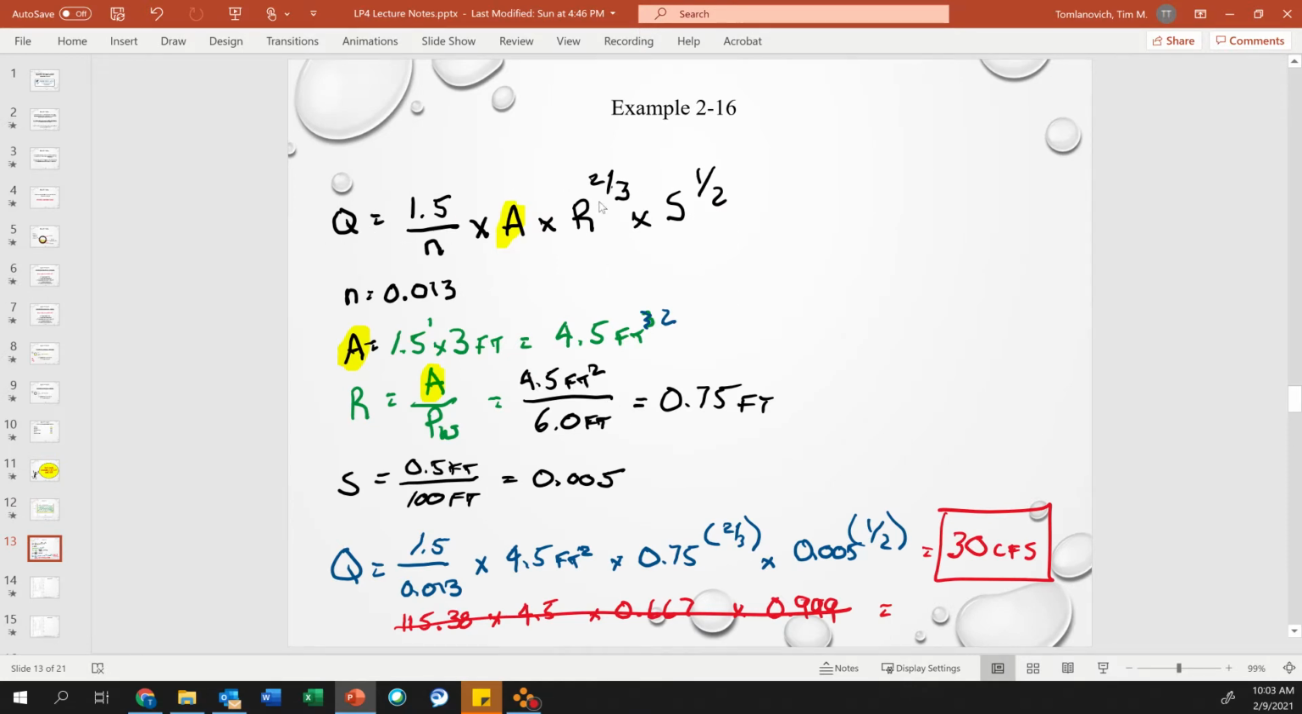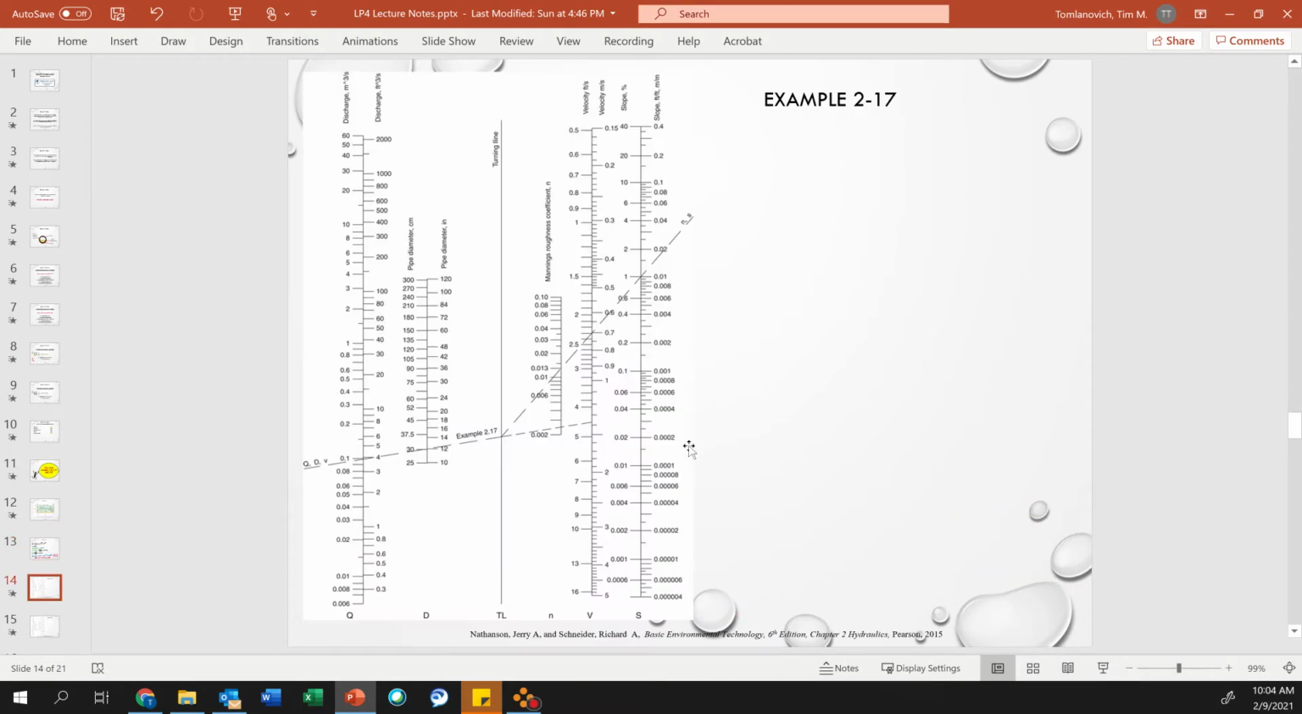Again, write down your equation, write down the variables that they tell you, or calculate each of these variables, plug them into the equation, and calculate your answer. All right, 2.17. A 12-inch diameter pipeline is built on a 1% slope. Assuming n equals 0.013, determine the discharge capacity of the pipeline with full flow. What is the flow velocity?